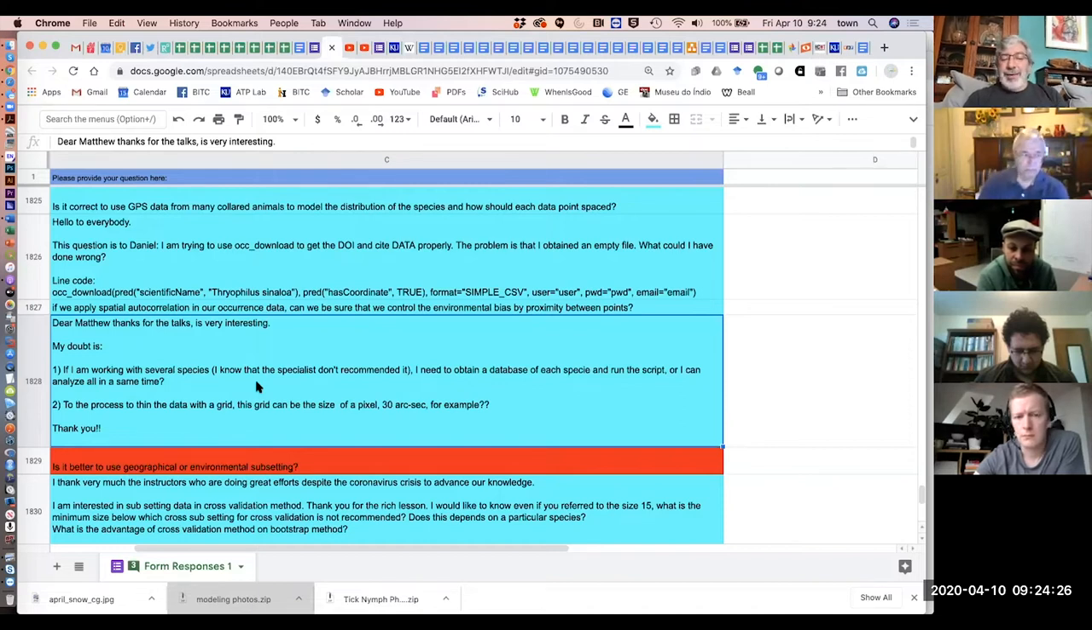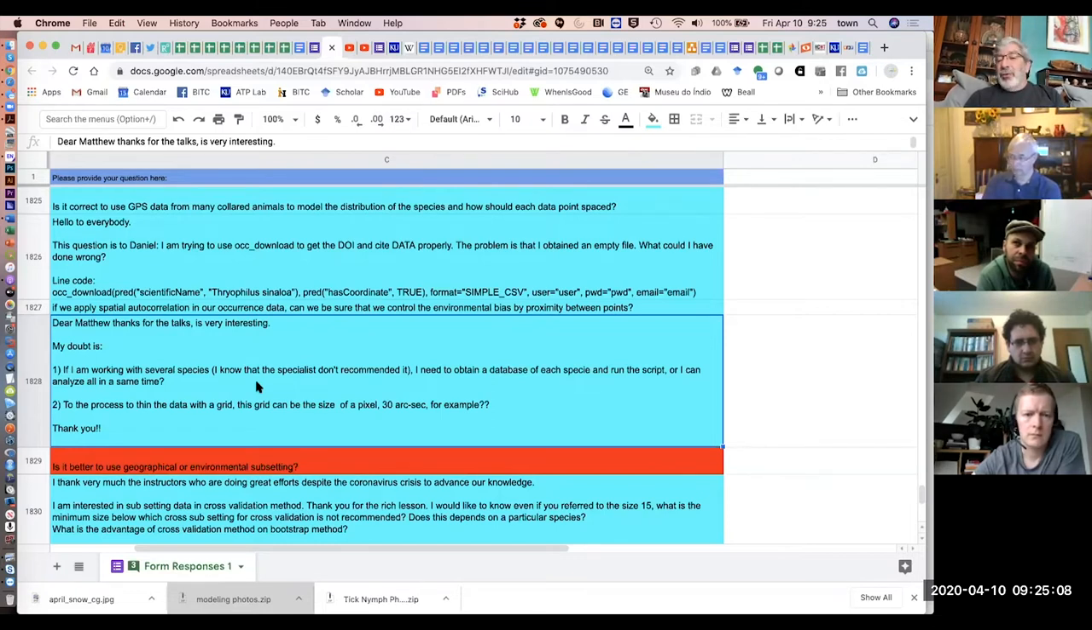Now, the other question about the degree of thinning, that level of thinning, which is to say setting your distance filter at the pixel size, most every algorithm does that as a default, which is to say a single record in a pixel would be the result even if you put in 60 records in a pixel. That's just the way these presence-only or presence-background approaches work.